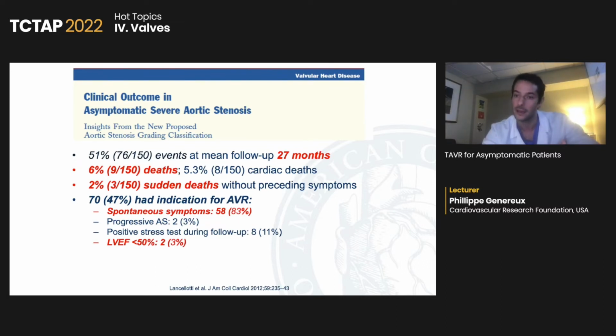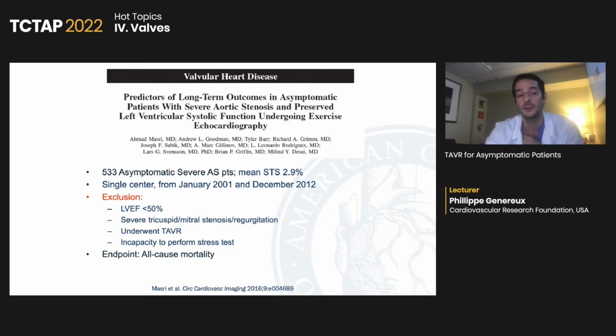If you follow a patient with severe AS, no symptom, with regular stress tests every 6 months, the sudden death will be 1% per year, despite an appropriate follow-up. And 47% at 2 years needing an AVR, a surgical AVR. So this is the number we use to power early TAVR: 3% mortality per year, 1% sudden death, and 50% conversion within 2 years. And that's what's almost replicated in a series of 500 patients, severe AS, no symptoms.